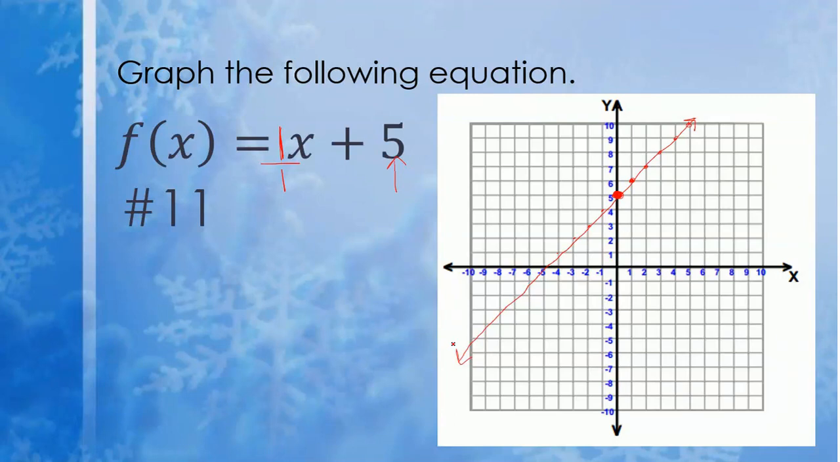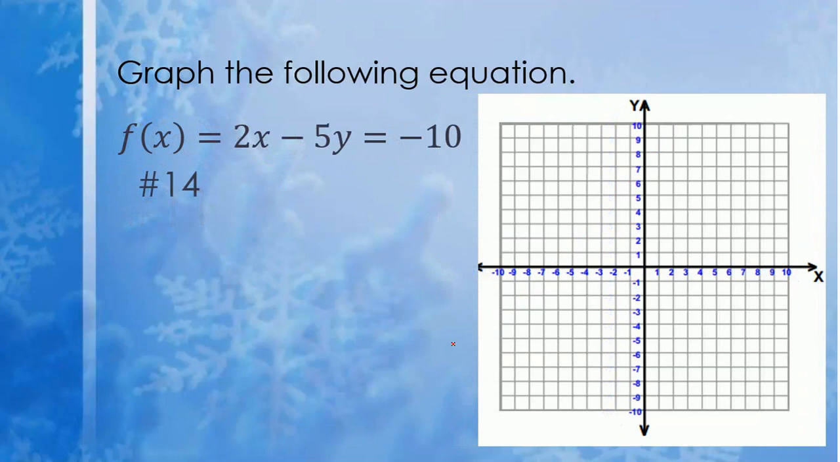So please make sure you put arrows on the end of your lines when you're graphing and be looking for that. We're also going to take a look at number 14, because number 14 is a little different. Oop, there should be no f of x there. My bad. 2x minus 5y equals negative 10. Here's why this is a little different.